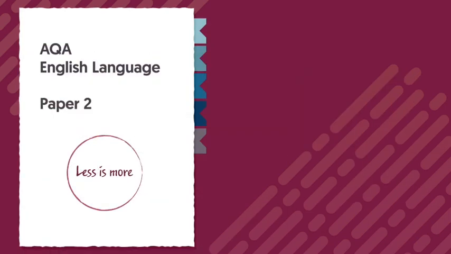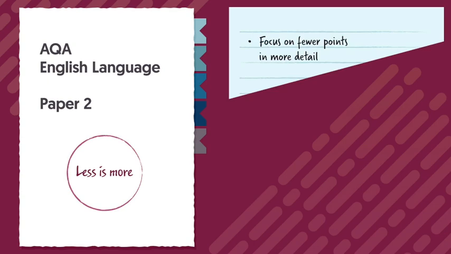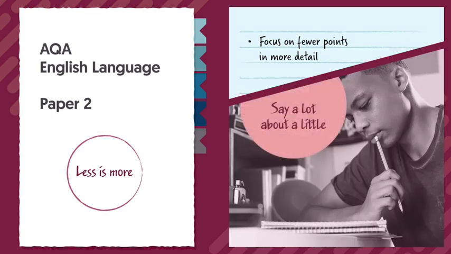The most important thing to remember, though, for all of the questions for the GCSE language papers, is that less is more. You're far better off focusing on fewer points and writing in detail about them, than selecting lots of points and writing in much vaguer detail. Remembering the phrase, "say a lot about a little," should help you.